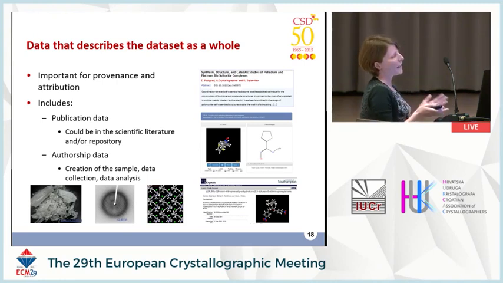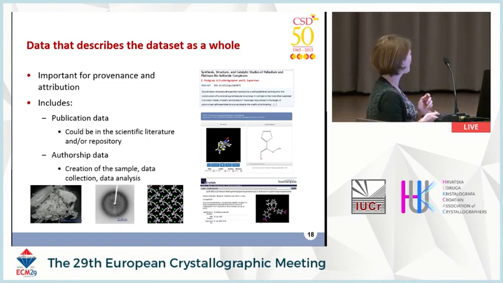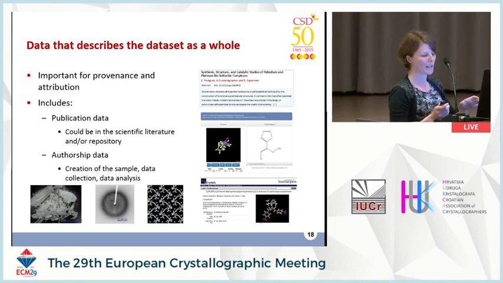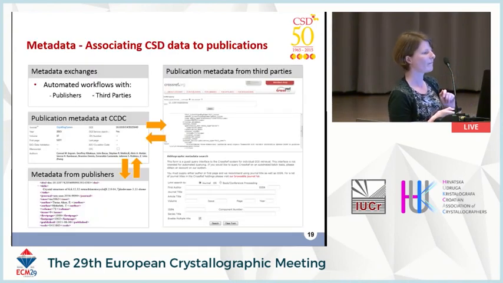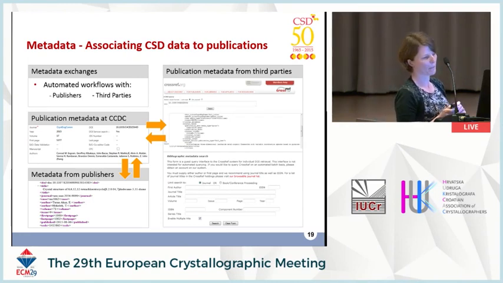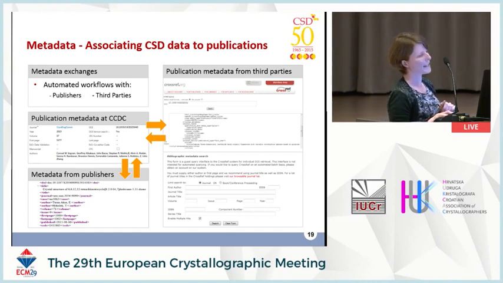And then we could also think a bit further and think about authorship data. So instead of just who published the corresponding publication: who created the sample, who did the data collection, and who performed the data analysis. And we have quite a lot of complicated workflows in place to allow us to associate CSD data with publication data.